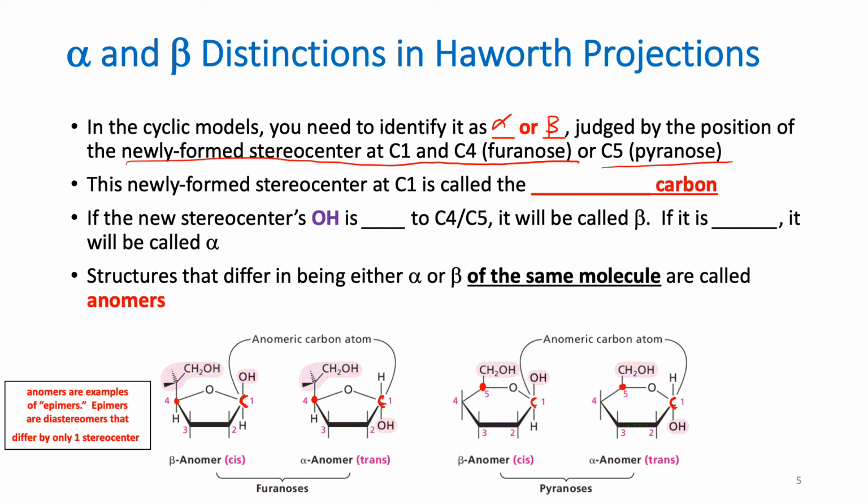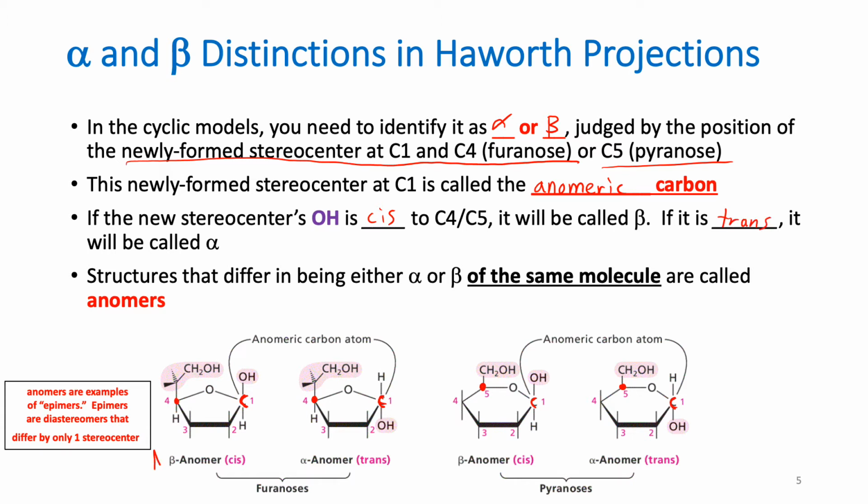This is the carbon at C1. It's going to be called the anomeric carbon. If the new stereocenter's OH is cis to C4 or C5 group, it is called beta. Okay, it's going to be called beta. If it's trans, it will be called alpha. Okay, what does this mean?